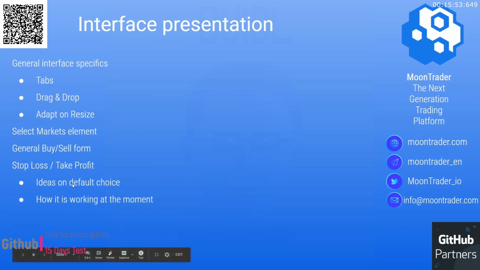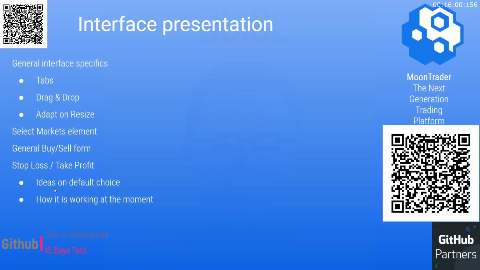So as I said, on default choice, and how it's working at the moment, you're going to be able to use the default for Binance in this case, as in for stop loss to be default or take profit, as in which one would be a real order on Binance and which one would be a virtual one on MoonTrader.